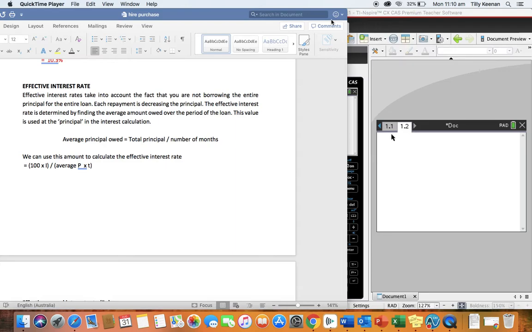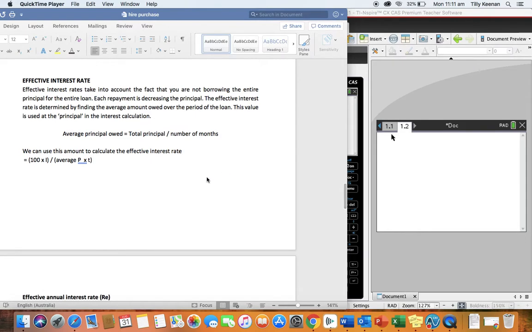So effective interest rate takes this into account, and it is determined by calculating the average amount owed over the principal of the loan. This value is used as the principal in the interest calculation. So think about it, the average principal owed, we would determine it by going total principal divided by number of months. Okay, so you don't need to know this here, but I want to make sure that you understand that effective interest rate is looking at an average. Okay, we're taking an average of the principal owed.